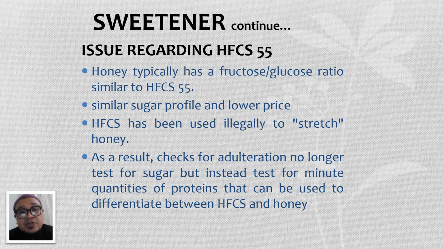Okay, the issue regarding high fructose corn syrup 55. Honey typically has a fructose and glucose ratio similar to high fructose corn syrup 55. Similar sugar profile and lower price. High fructose corn syrup has been illegally used to stretch honey. As a result, checks for adulteration no longer test for sugar content, but instead test for minute quantities of protein that can be used to differentiate between high fructose corn syrup and honey. So, the protein contained in honey.